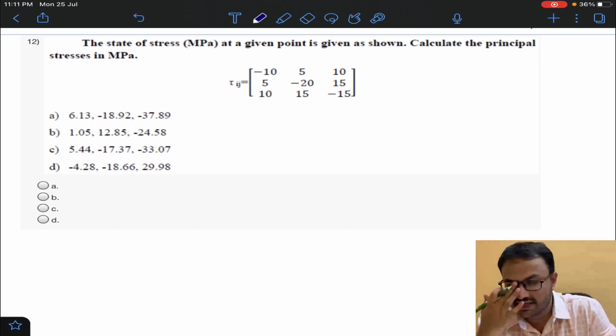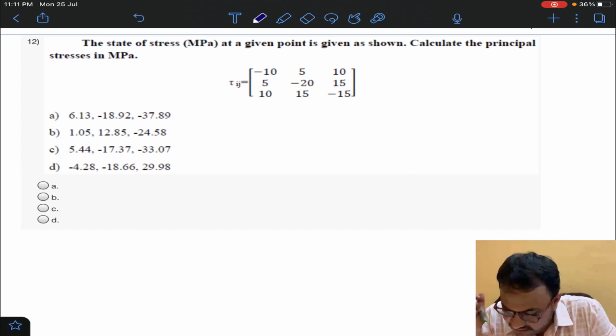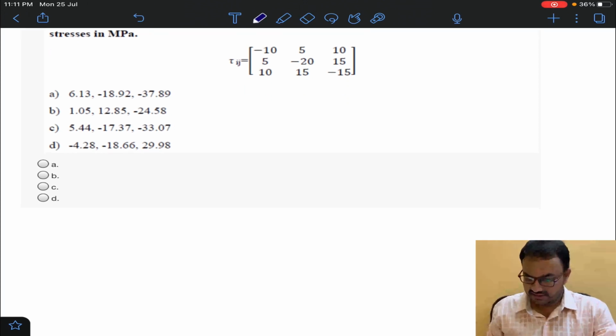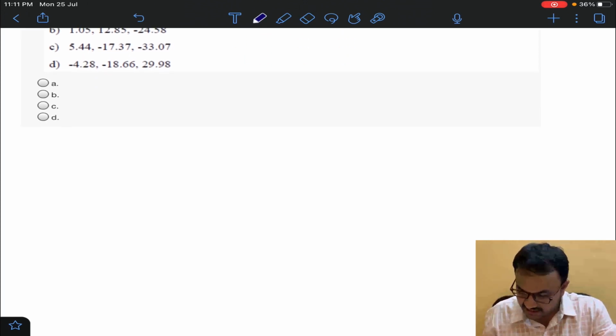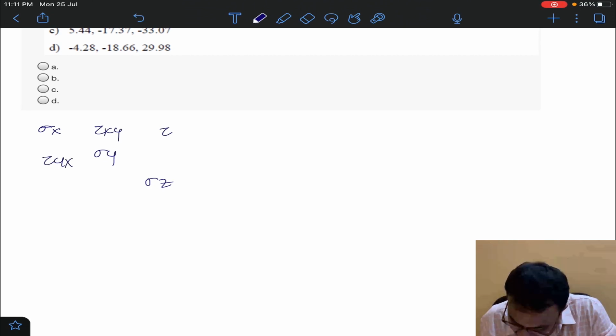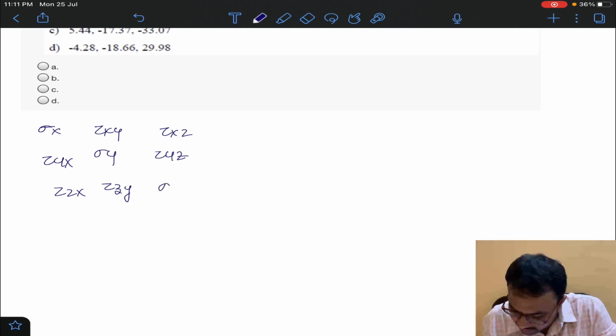So he has given a stress tensor in the problem. The state of stress at a given point is given as shown. Calculate principal stresses in megapascal. Okay, so he has given the stress tensor, and you need to compare this with the standard format: sigma x, sigma y, sigma z, tau xy, tau yx, tau xz, tau zx, tau yz, tau zy. Okay, so this is a standard format.